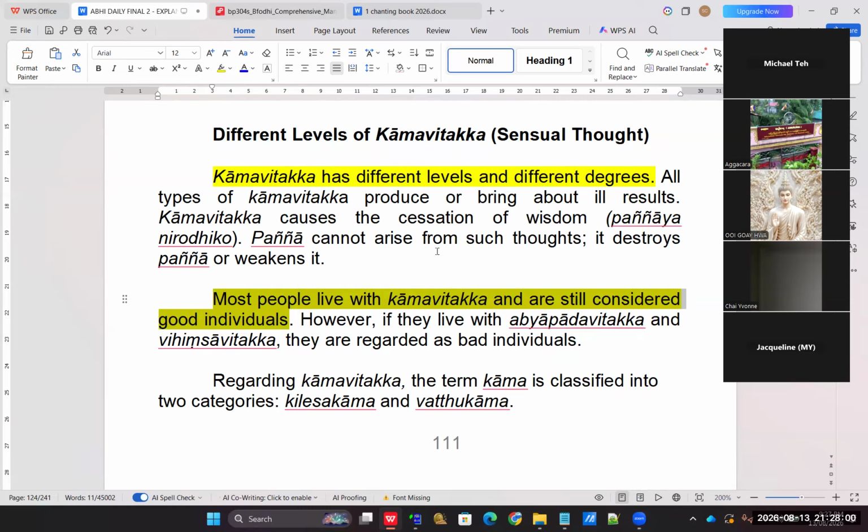Most people live with Kama Vitakka and are still considered good individuals. However, if they live with Byapada Vitakka and Vihimsa Vitakka, they are regarded as bad individuals. Regarding Kama Vitakka, the term Kama is classified into two categories, Kilesa Kama and Vatthu Kama.